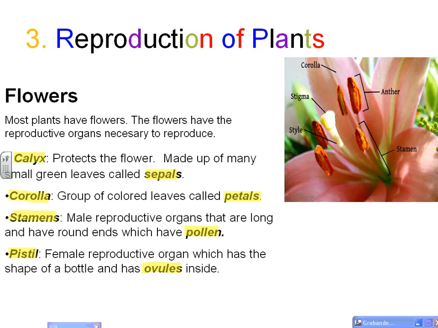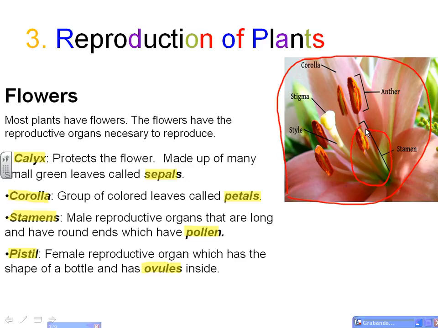Reproduction of plants. Flowers. Most plants have flowers. The flowers have the reproductive organs necessary to reproduce. The calyx protects the flower, made up of many small green leaves called sepals. The corolla are a group of colored leaves called petals.